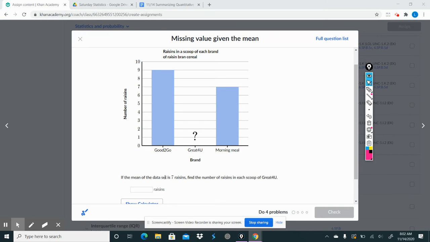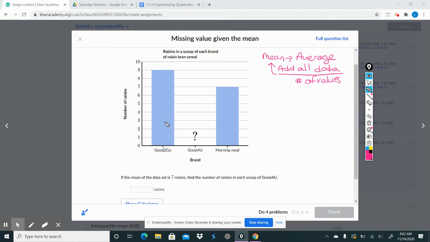If the mean of the data set is 7 raisins, find the number of raisins in each scoop of Great for You. So if you remember, the mean is finding the average of our data set, which means we have to add all the data and then divide by the number of values in our data set to get our mean, right?